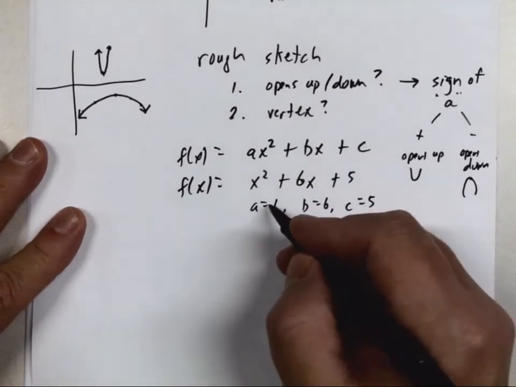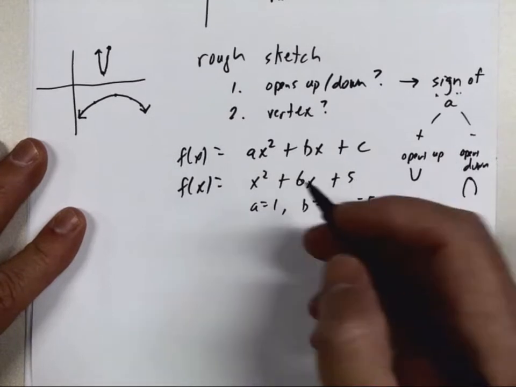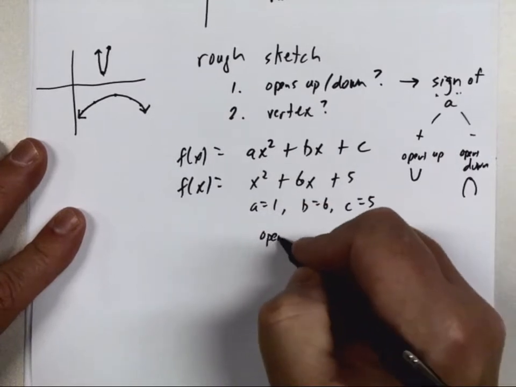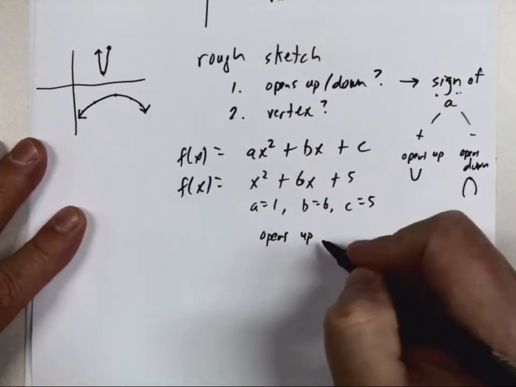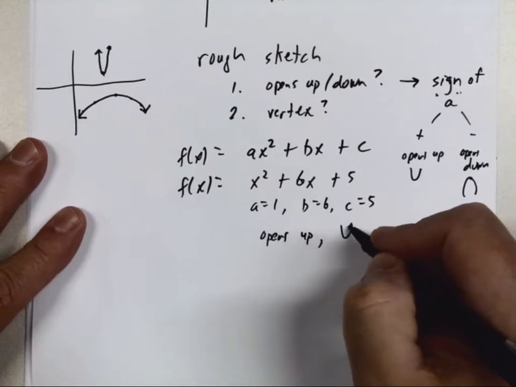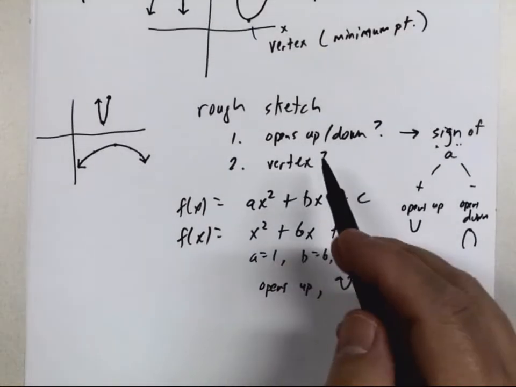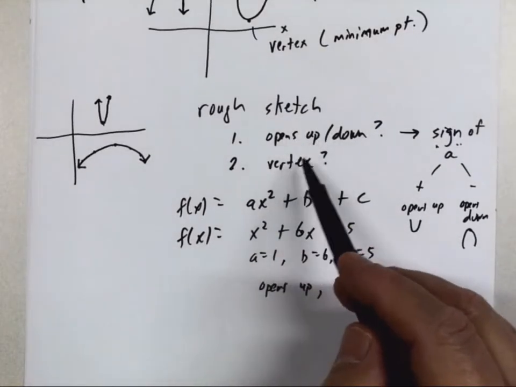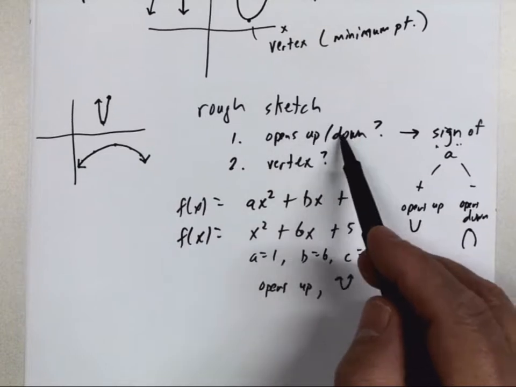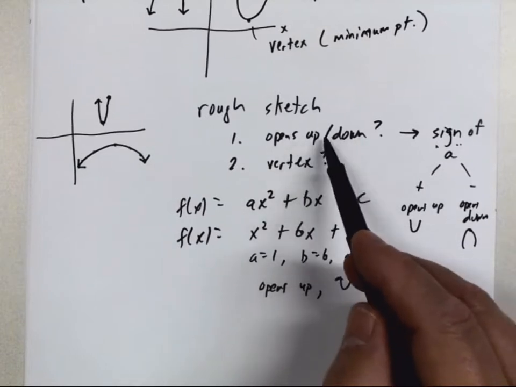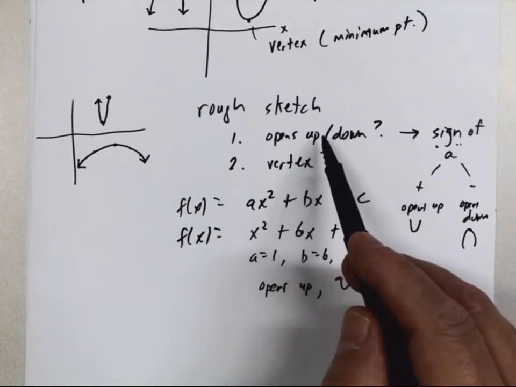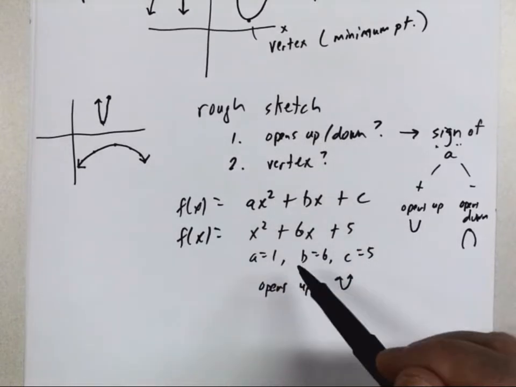So in this case, right away, since A is 1, which is a positive number, I know it opens up. So when I get ready to sketch it, I know it's going to look like that kind of a parabola. That's why I said for the rough sketch, you need to figure out two things. Does it open up or down? And the vertex. And I said the up or down part's very easy. All you do is look at the sign of A.